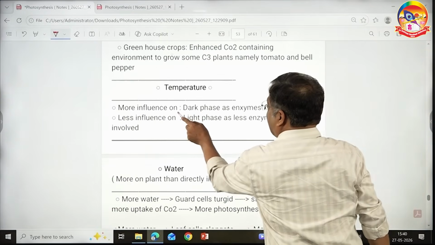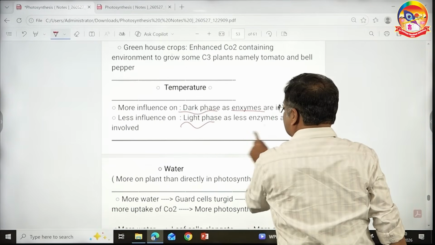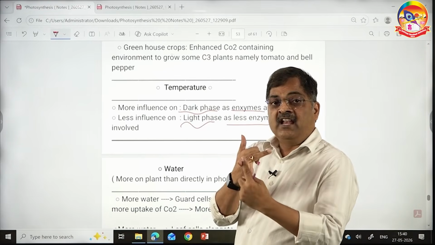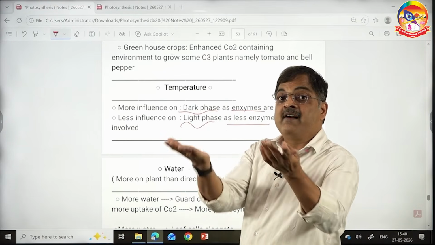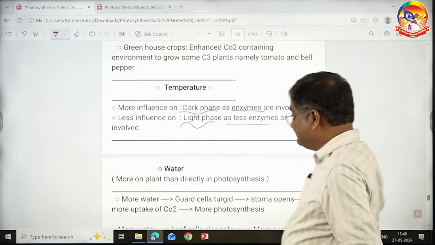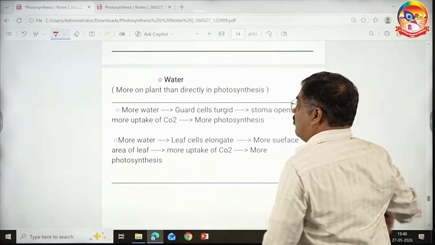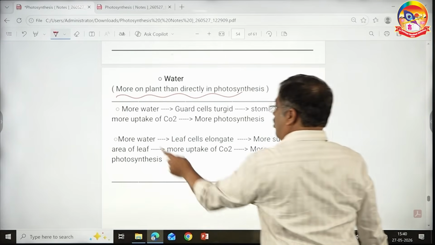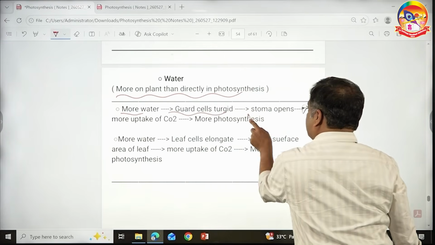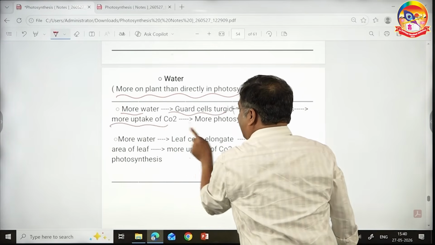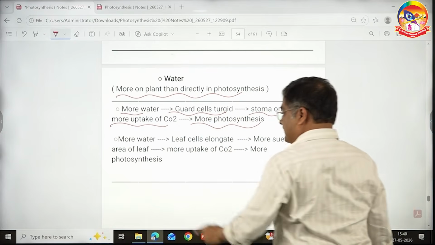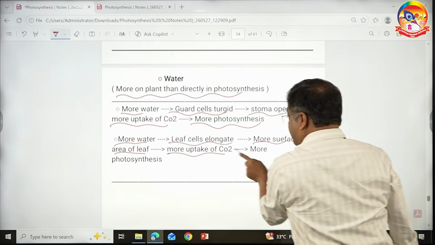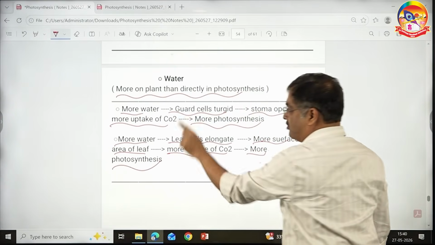Temperature has a role in both the light phase and the dark phase because enzymes are involved. What are the two enzymes in the light phase? FNR, ferredoxin NADP reductase, and one more is ATP synthase, the coupling factor. Water has more of a role on the plant rather than on photosynthesis. With more water, guard cells become turgid, stoma opens, more uptake of CO2, more photosynthesis. In the same way, with more water, leaf cells elongate, more surface area of the leaf, more uptake of CO2, more photosynthesis.